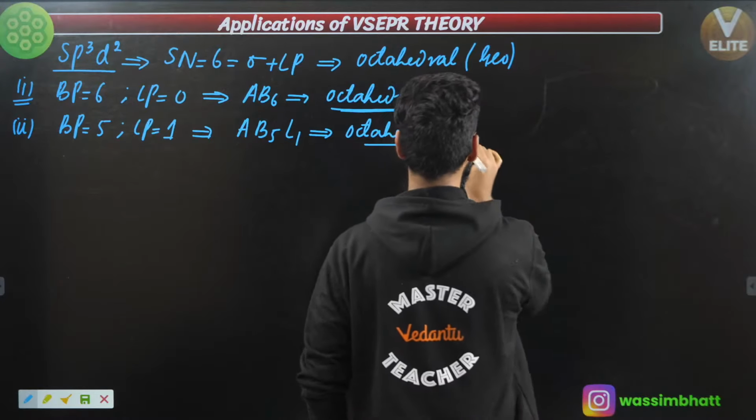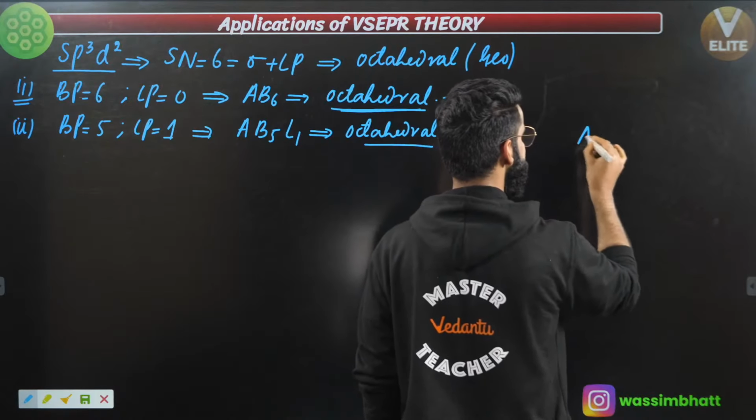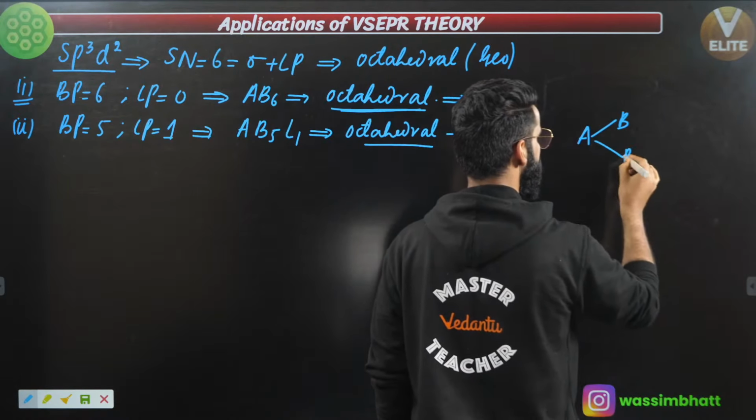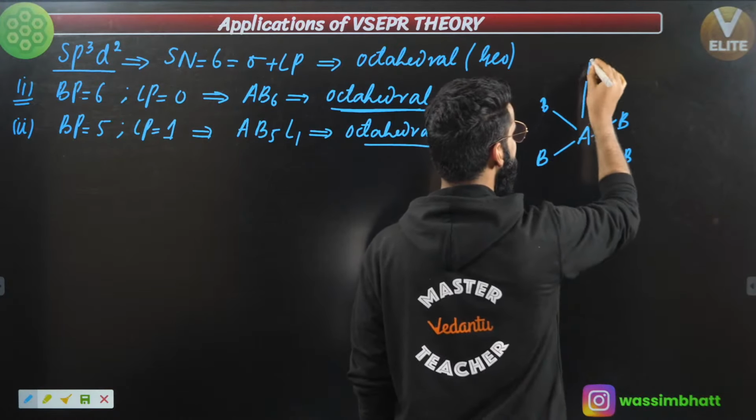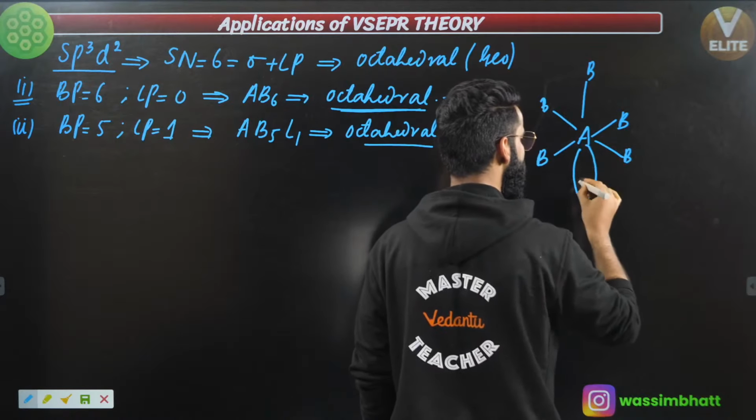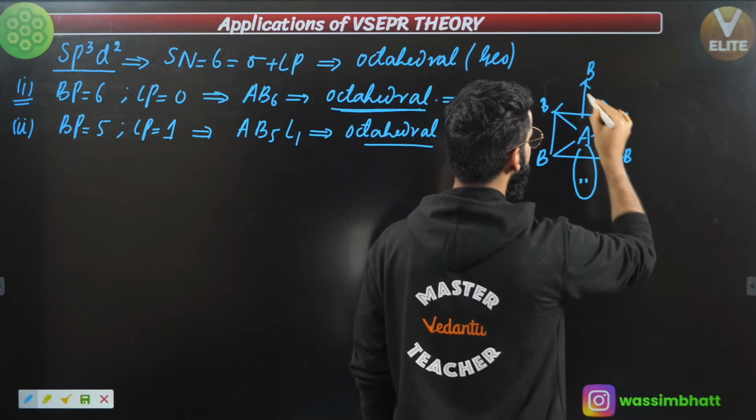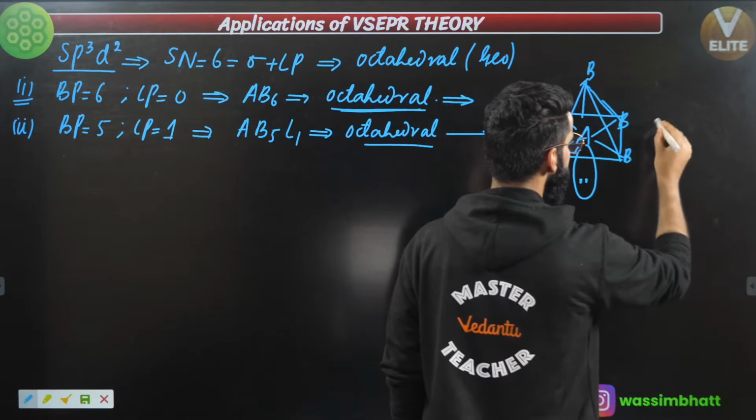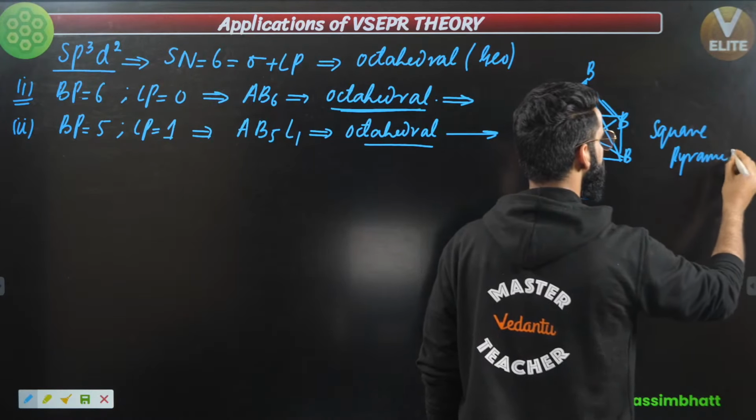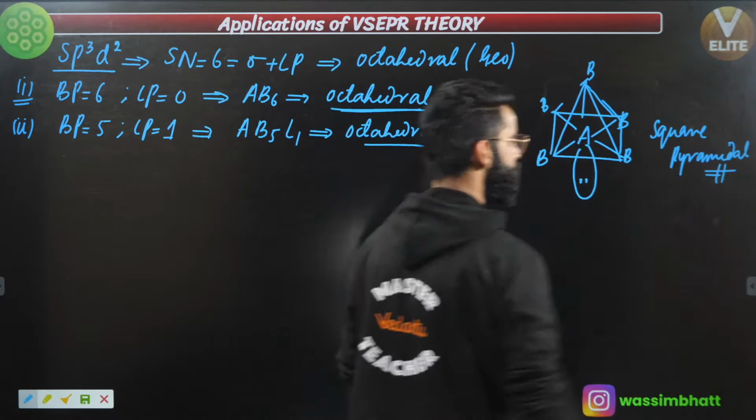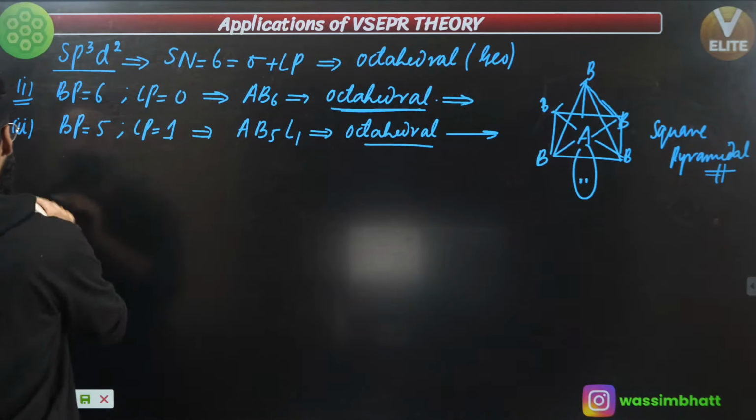See, it's going to be like this. I'm talking about the shape of this AB5L1 type. This is A, this was your B, one more B, one more B, one more B. Let's keep this B at the top, and instead of the B which was at the bottom, let's place a lone pair right here. Isn't it going to be a square pyramidal type? We call this shape the square pyramidal shape. Exactly, guys. So let's talk about the next one.